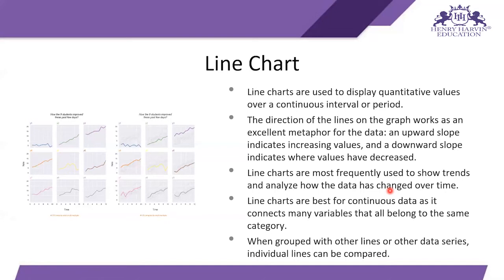Next, line charts are best for continuous data as it connects many variables that all belong to the same category. So let's say if you have data which belongs to the same category, then this line chart is also useful to show us the data, like you can say stock prices over time.